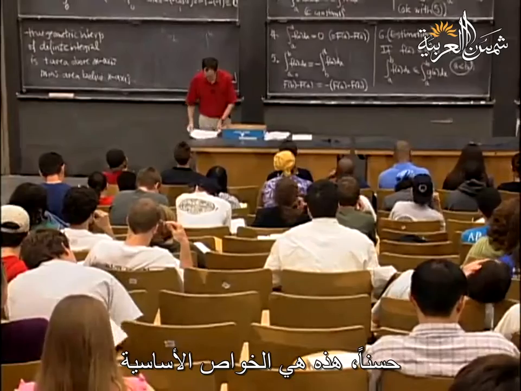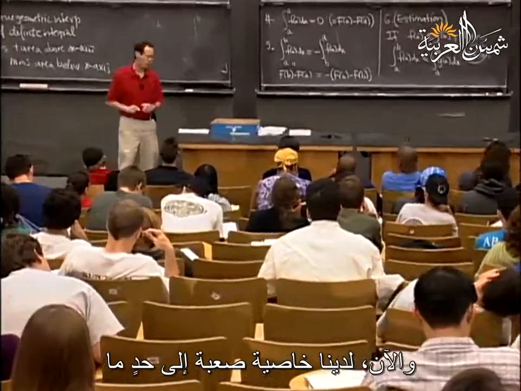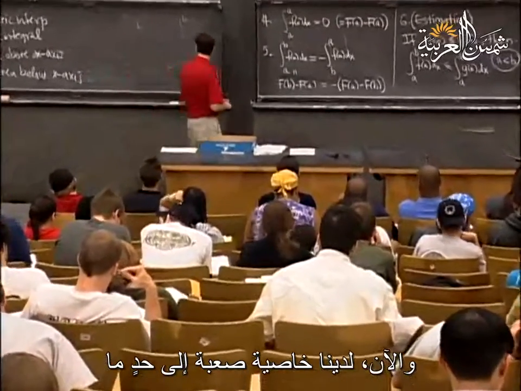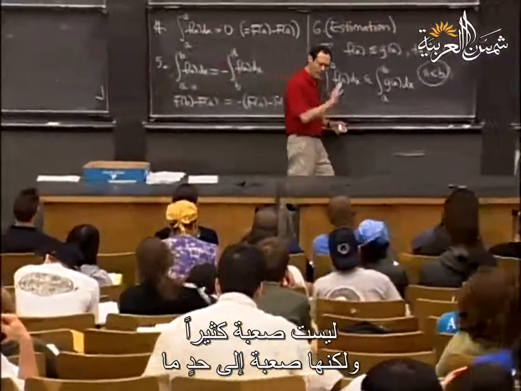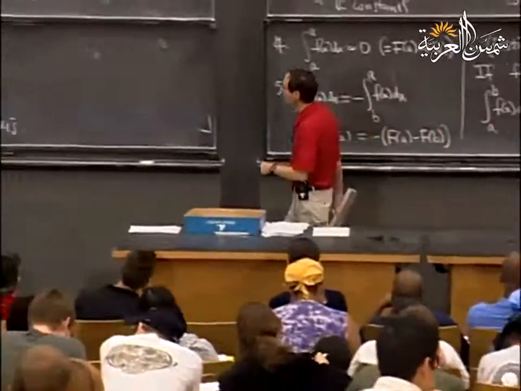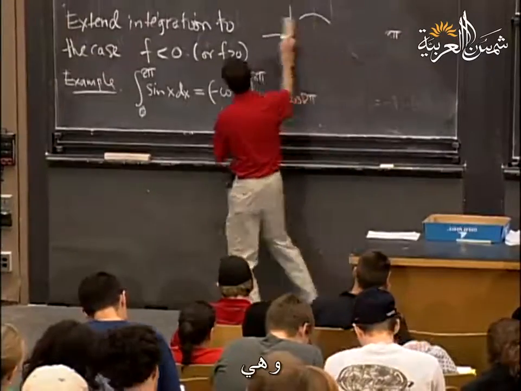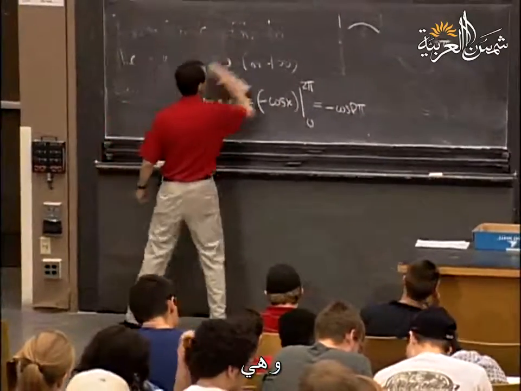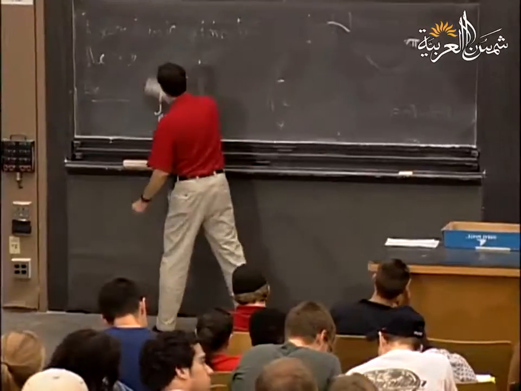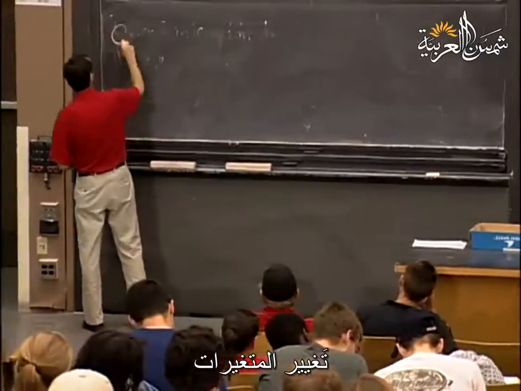All right, so that's it for the basic properties. Now there's one tricky property that I need to tell you about. It's not that tricky, but it's a little tricky. And this is change of variables.